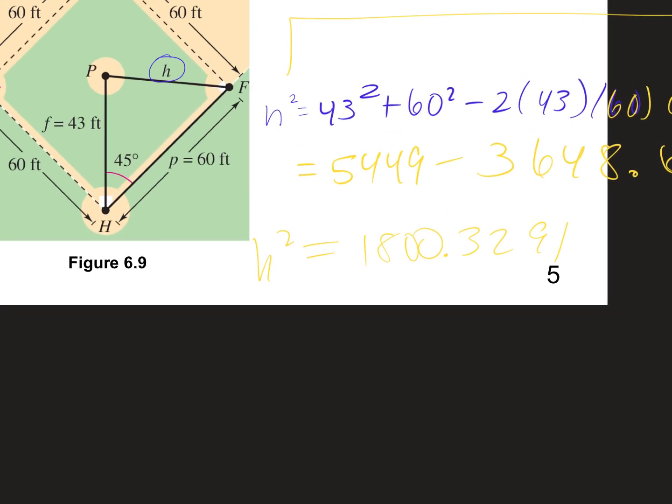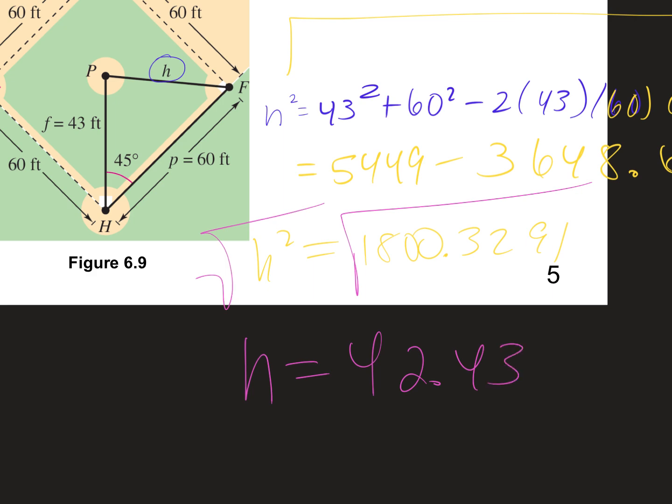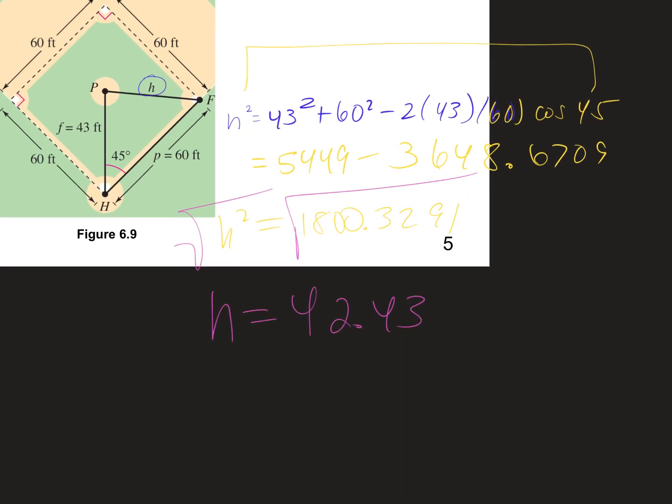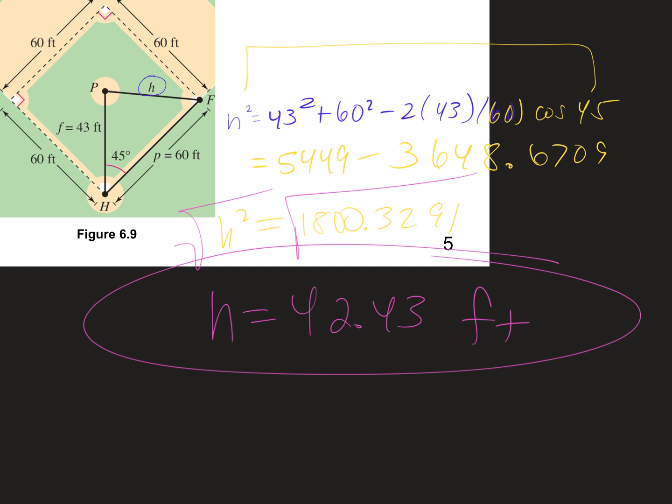How do you find h by itself? You take the square root. So h equals about how many feet? 42.43 feet. Does it say how to round? Nope. So make sure on your quiz, I will specify how to round, where to round to, 2 decimal places, 3 decimal places, something like that. Make sure you have your units. Very important.